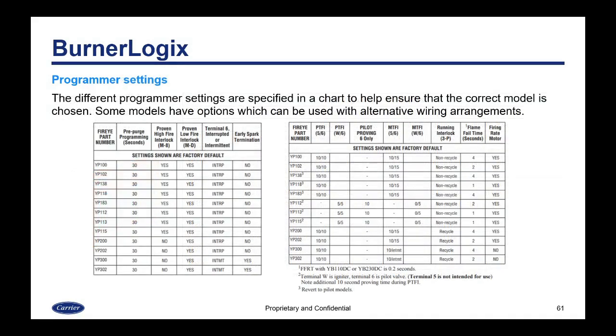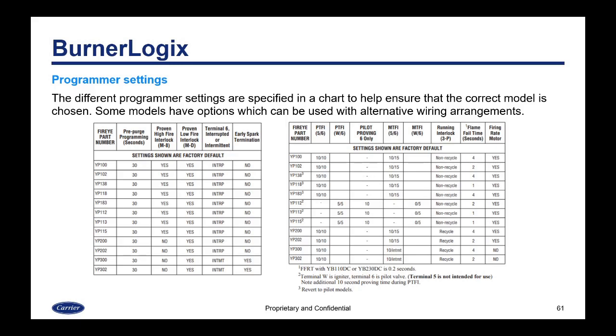And some models have different options that can be used with alternative wiring arrangements, meaning if you wire different ways, you can use the options differently. And that's listed here in one of the charts. For example, terminal W is igniter, terminal 6 is pilot valve. And if you wire them different ways, you can get slightly different outputs.